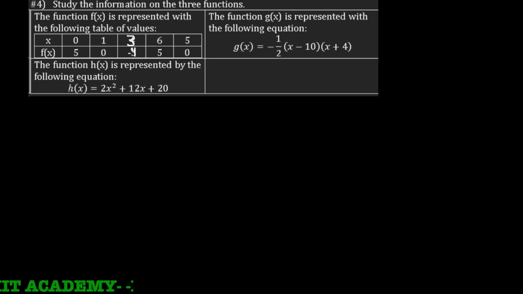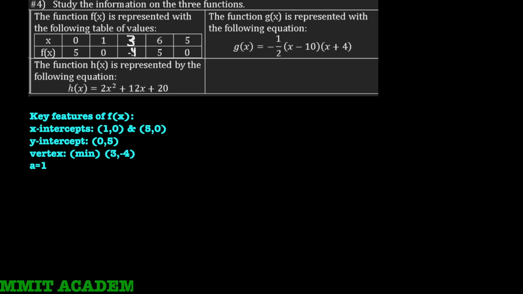So we have our equation, and what else do we need? We need our key features. So what are those again? My key features of f of x are going to be as follows. My x-intercepts are going to be at 1, 0 and at 5, 0. So I have those 2 x-intercepts.